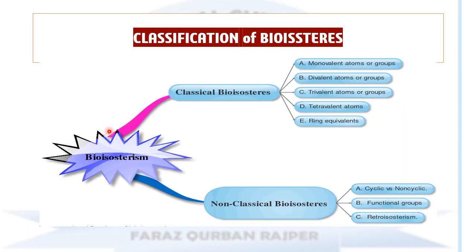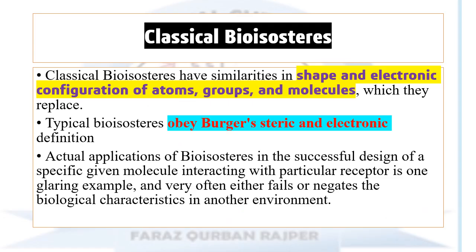Classification of bioisosteres. Bioisosteres are mainly classified into two main classes: classical bioisosteres and non-classical bioisosteres. Classical bioisosteres have further subtypes: monovalent atom, divalent atom, trivalent, tetravalent, and ring equivalent. Non-classical bioisosteres are of three types: cyclic and non-cyclic, functional group, and retro-bioisosterism. So now let's check out the classical bioisosteres.